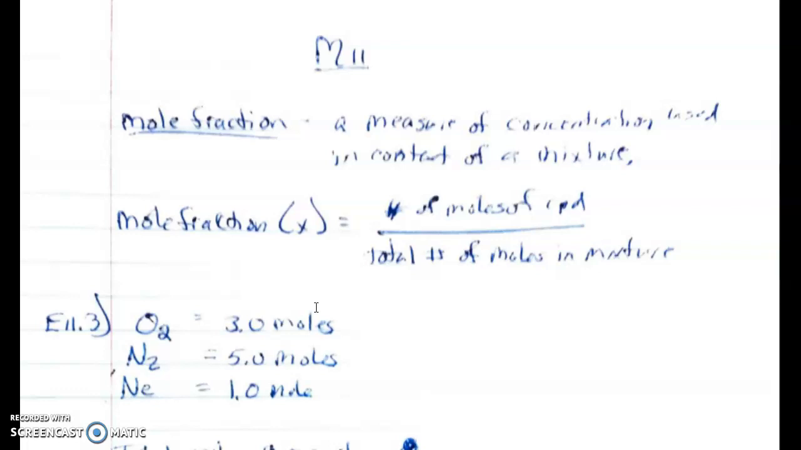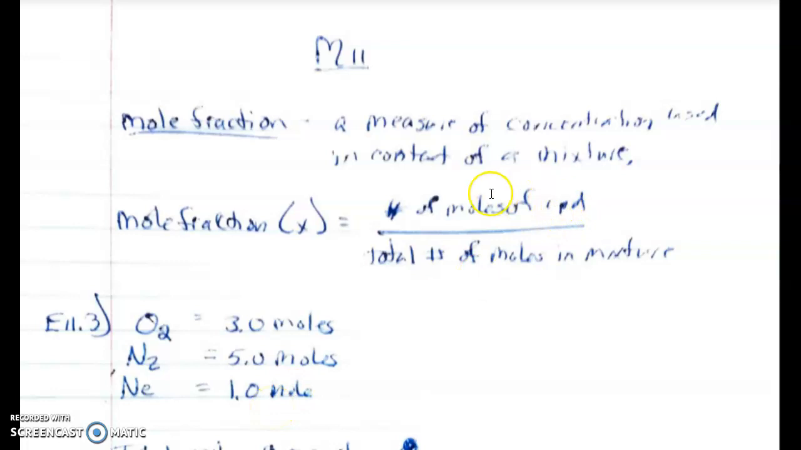And so if we write down what gases are present in our mixture, in the problem we find out that we have oxygen, nitrogen, and neon gases in our mixture. And we know how many moles. And remember, moles is the number of molecules that are present. So for oxygen, we have 3.0 moles. For nitrogen, we have 5.0 moles. And for neon, we have 1.0 mole.